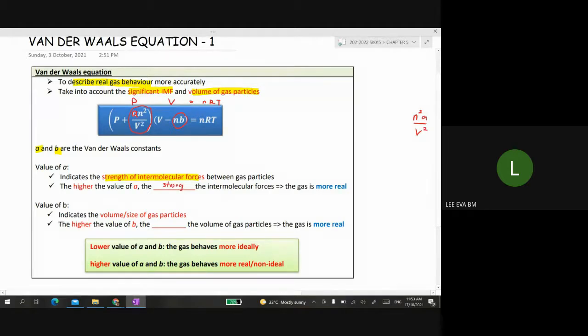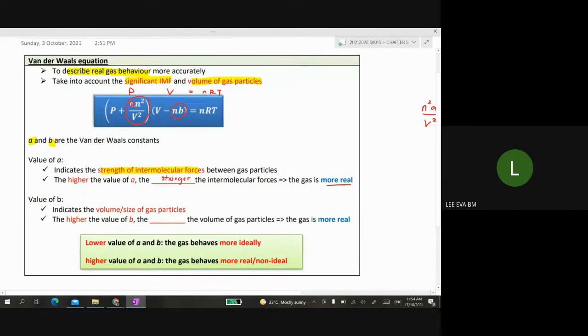Okay, please fill in the blanks over here. Higher value of A, stronger the intermolecular forces, and the gas is said to be more real, because a real gas has significant intermolecular forces. So if you have strong intermolecular forces, the gas is more real.